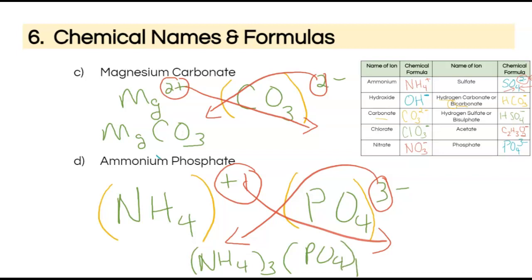And since this 1 out here, outside the bracket, multiplying into the bracket is not going to change it, I can just drop the bracket. And so my final formula, in the proper way, would be (NH4)3PO4.